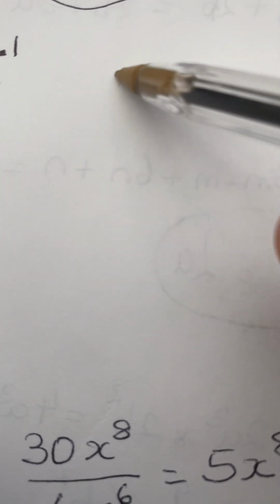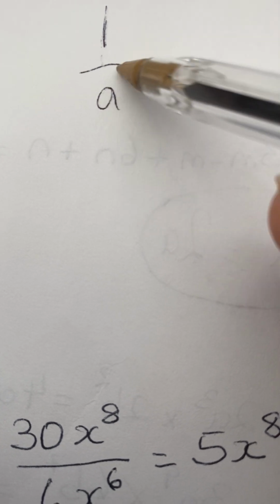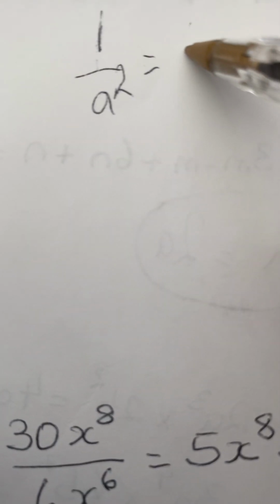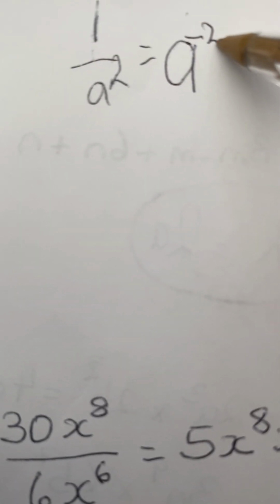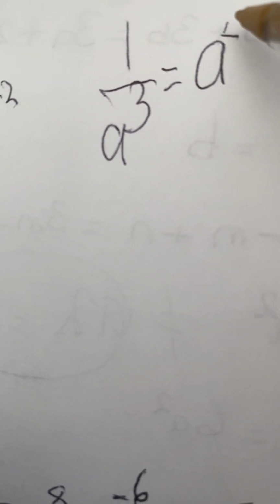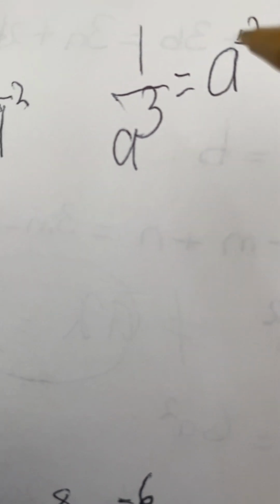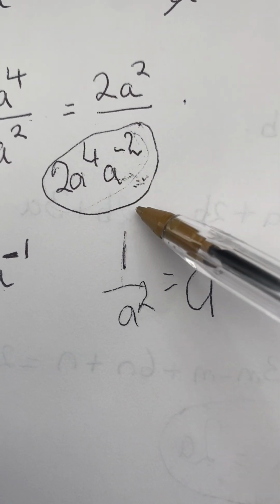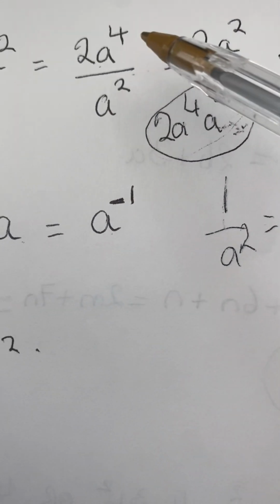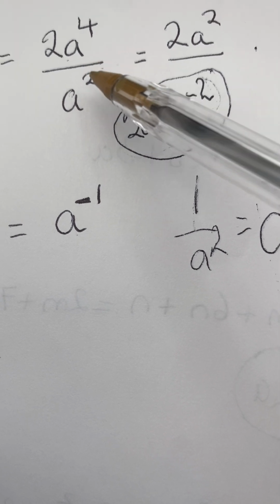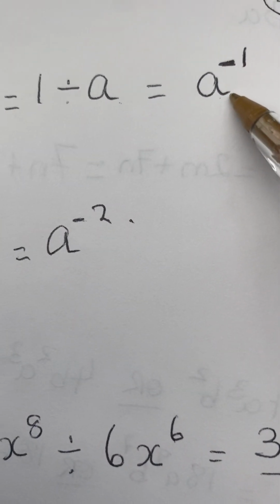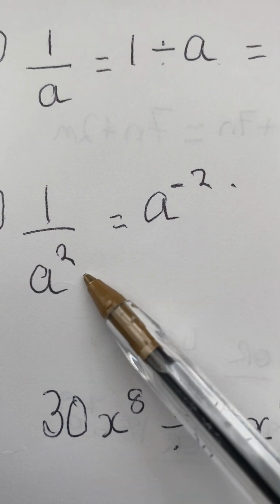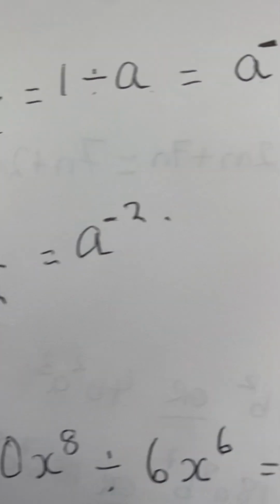Okay, so 1 over a squared can be written as a to the power minus 2. 1 over a cubed can be written as a to the power minus 3. Okay, that is a division bit, and that is why I wanted to show you this. But it's a gradual thing I'm trying to introduce you to. So this is why I didn't introduce it here, but now I'm showing you why. So 1 over a squared equals a to the power minus 2, as I showed you here.